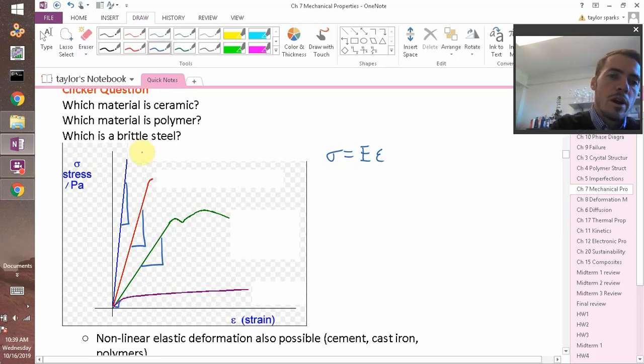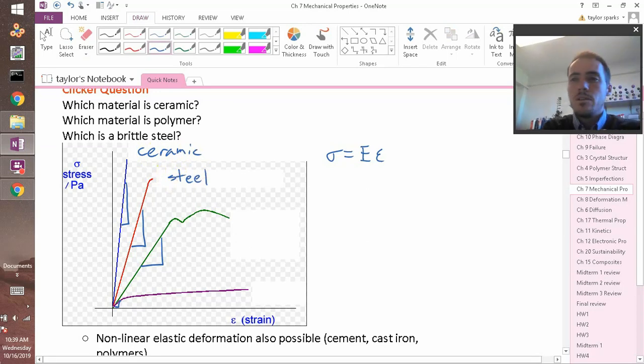Well, ceramic is going to be the one that has the highest Young's modulus. Ceramics tend to be extremely stiff. They don't bend. Whereas a brittle steel also has a fairly high modulus. It's fairly stiff, but once it starts deforming, it just fractures. Meanwhile, a polymer is much more compliant. So it has a lower modulus, a lower slope.